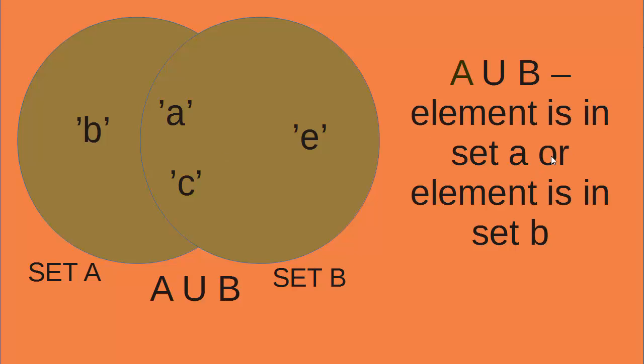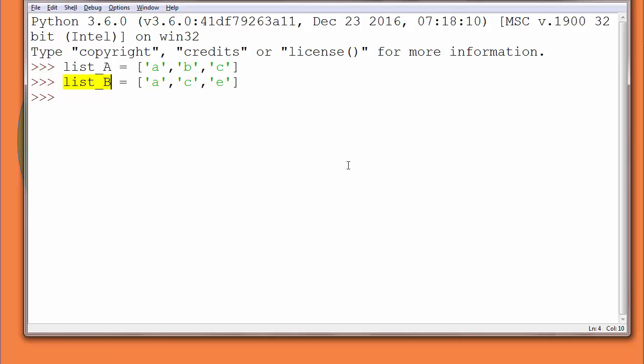Look at that word, or. We have in Python an operator for or. Okay, let's go to Python IDLE and let's make the union of those two lists. Let's put our list A to be a set and put our list B to be a set.